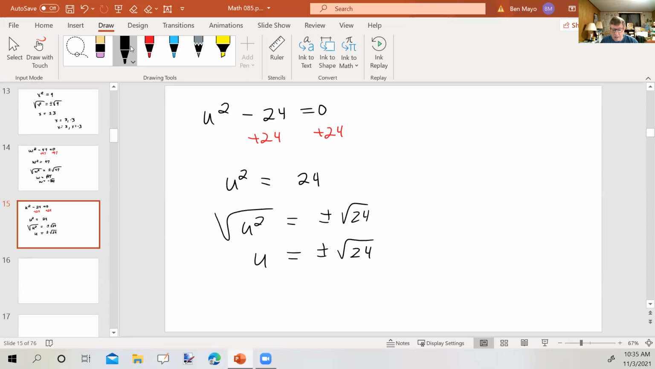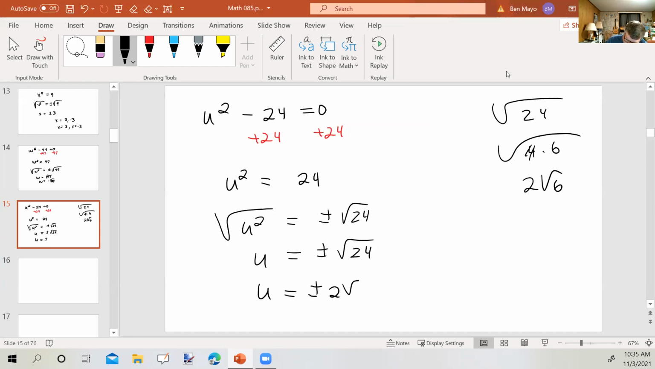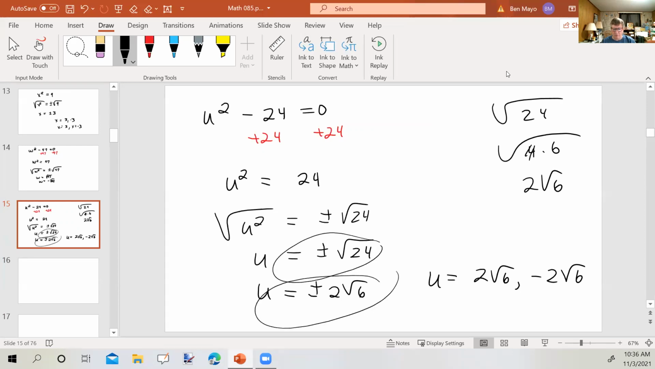However, when we have our radical answers, we need to go further if we can, and that is to simplify those radicals. So for instance, the square root of 24 is the square root of 4 times 6, which is 2 square roots of 6. So the final answers, u would be plus or minus 2 square roots of 6. So u equals 2 square roots of 6 and negative 2 square roots of 6. And there you have those two solutions. So you don't want to stop here. You want to keep going and simplify the radicals.